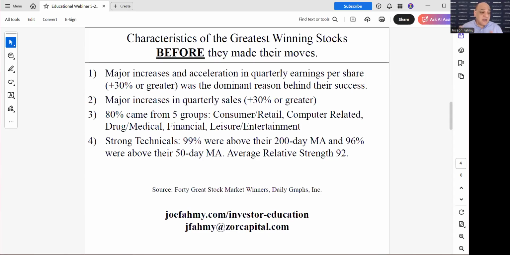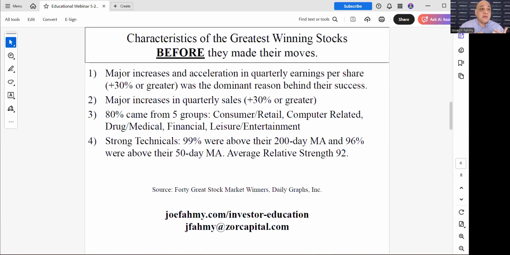Computer related is everything, software, chips, and so forth. Drug medical, with advances in drugs and medical, some of the big pharma names. You got to remember, those were smaller biotechs before they became big pharma conglomerates and so forth. Financial, some, and then leisure entertainment. Again, don't underestimate some of the fads, even if they're fads. With a yoga boom, Lululemon did well.